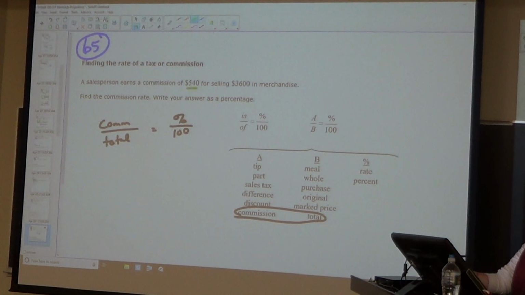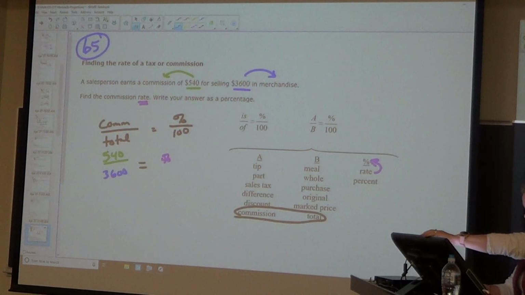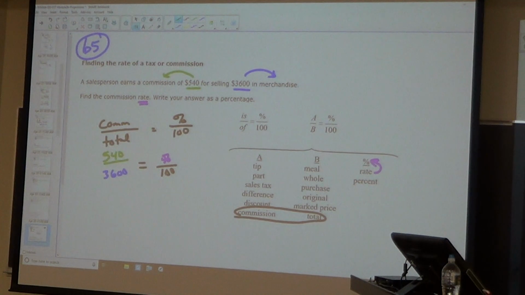So where's the 540 going to go? On top. On top, that is my commission. The 3,600, where's that going to go? That is the total of the merchandise that I sold. Now the question says, find your rate. Rate is another name for percent. So if somebody told me I made $540 by selling $3,600 worth of stuff, I want to know what percent are they making? What is their percentage of their cut?